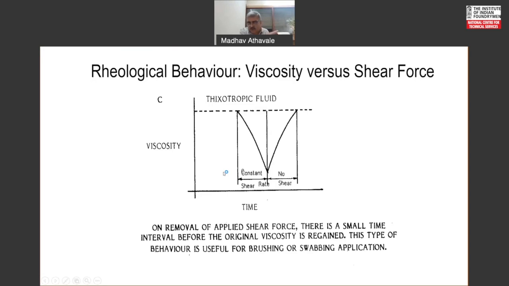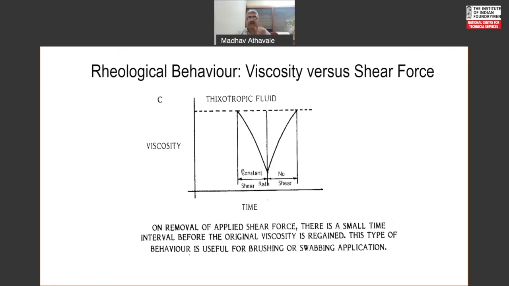And when you are applying it by applying a force onto the surface of the mold or core, then again the viscosity drops, the coating spreads onto the surface, and when you stop, because there is a slight delay in regaining of the viscosity, it allows leveling of the coating to take place. This is called a thixotropic fluid.